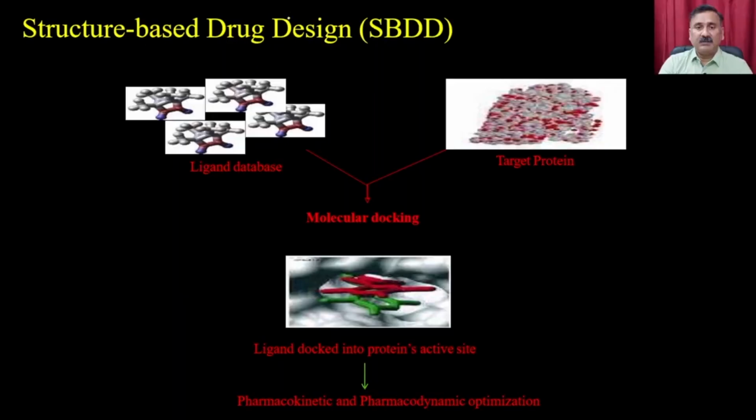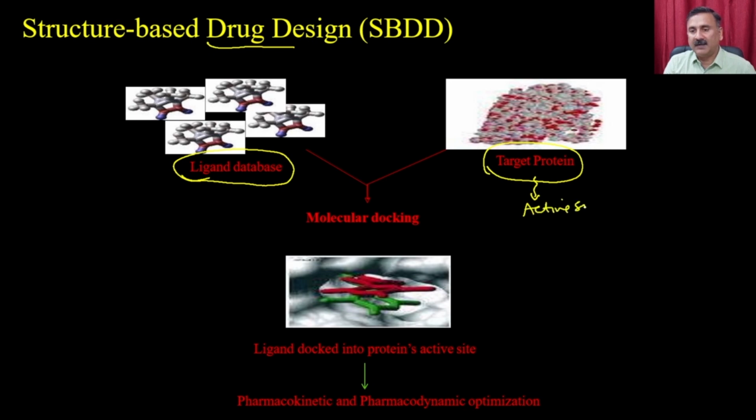So in structure based drug design, or structure based inhibitor design, you require a database of ligands, so that you can select different types of ligands from the database and test them with the computational approach. You require a target protein, and you should know its structure. Not only that, you should also know the position of the active site and the binding pockets.